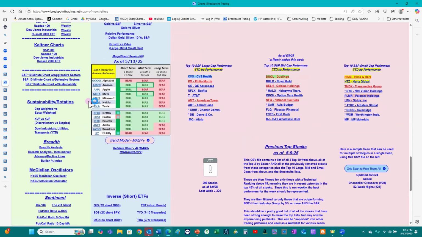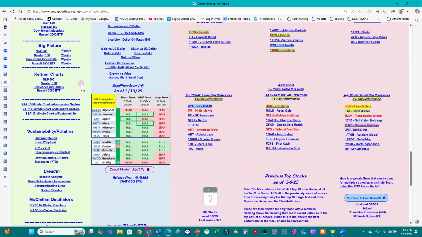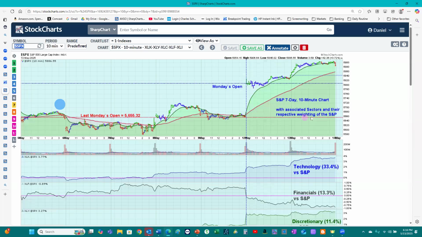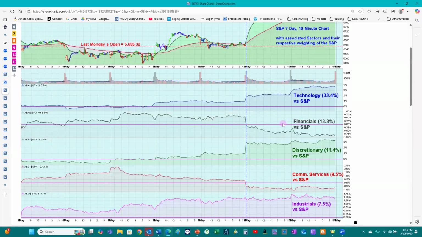For those that are subscribers, you might, maybe once a week or something, just take a look at these and see what things are looking like for the week. These are 10-minute charts with the aggressive sectors, defensive sectors, and sustainability ratios. So if we look at aggressive first, you can see right there, the last 2 days, the market actually has gone higher, and it went higher again today. This is last Monday's open, was way down here. So clearly trending higher.